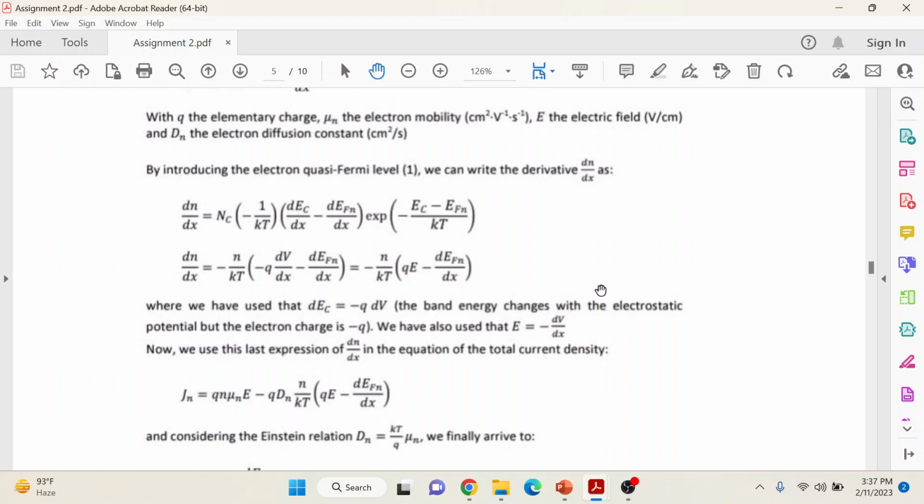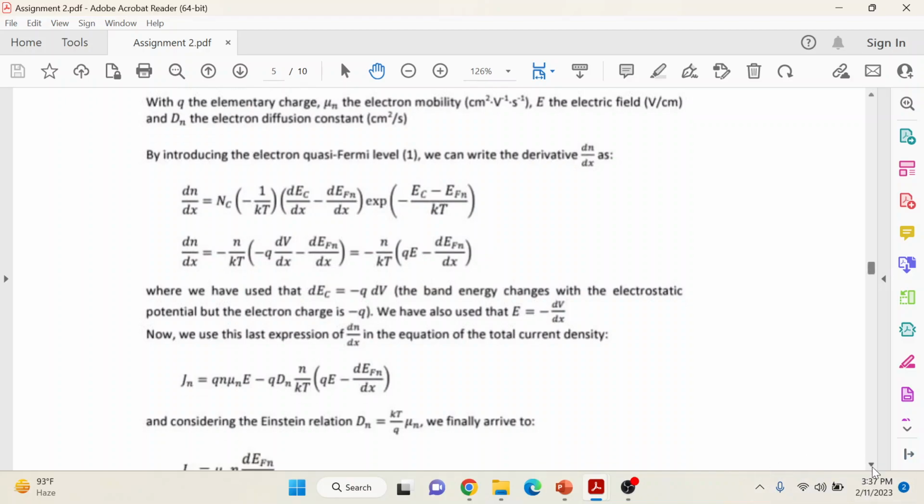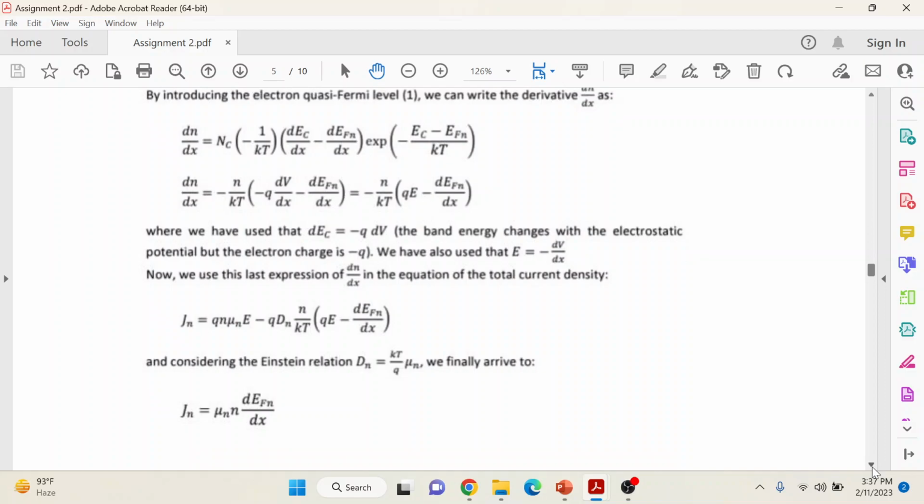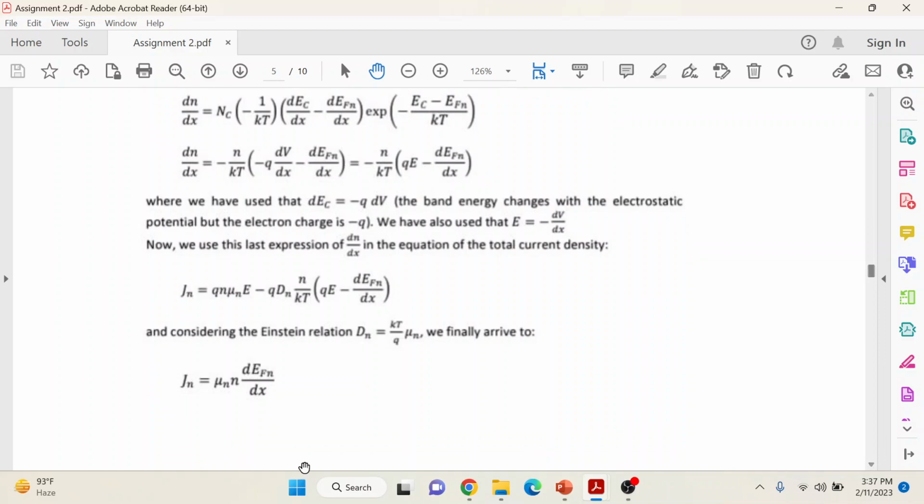The band energy changes with the electrostatic potential, but the electron charge is minus q. So we have also used that E = -dV/dx. Now we use this last expression of dn/dx in the equation of the total current density. That is Jn = q n mu_n E - q Dn n/kT (qE - dEFn/dx). Now considering the Einstein relation, that is Dn = kT/q mu_n, we finally arrive at Jn = mu_n n dEFn/dx.